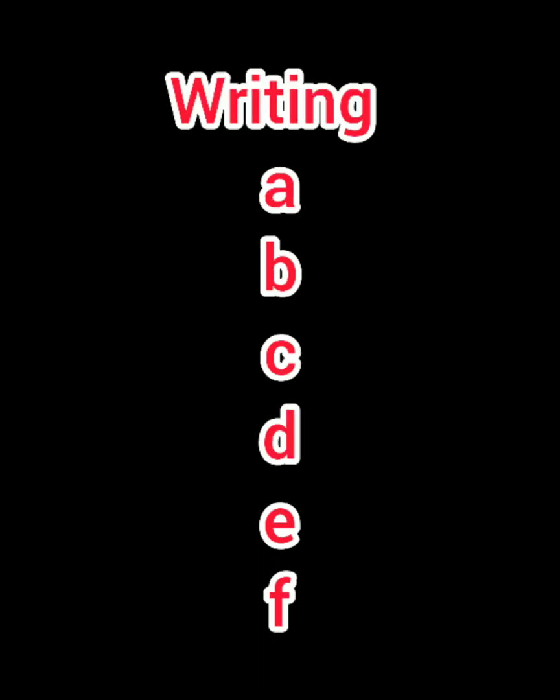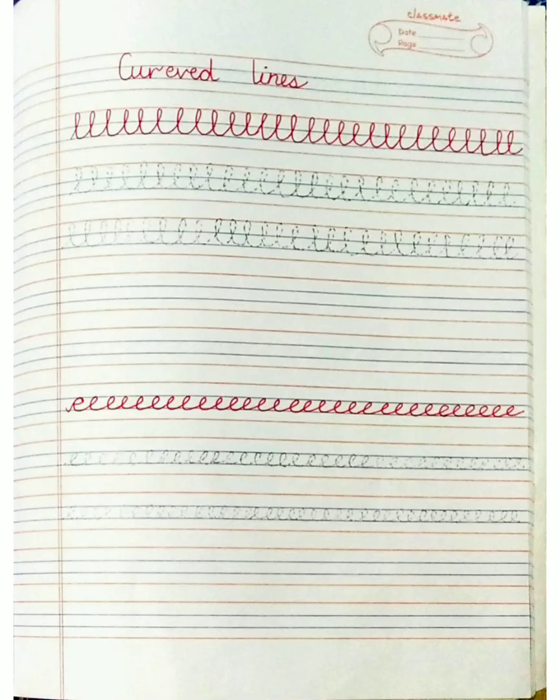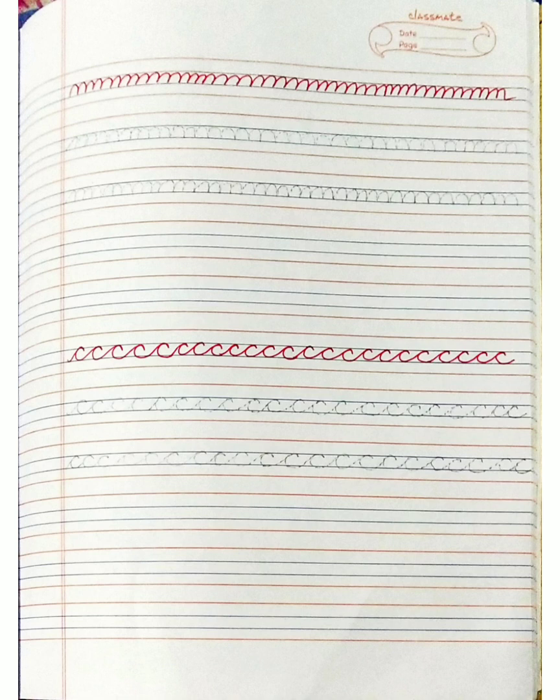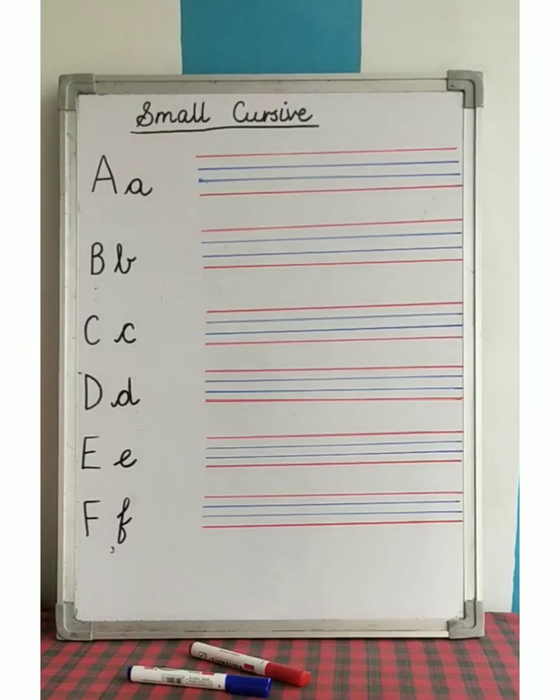So, today we are going to learn how to write small cursive letters A, B, C, D, E, and F. Before we start, I should tell you that most of these letters are based on the curved lines which I had told you to practice. Now let us begin. First we will recognize the letters.